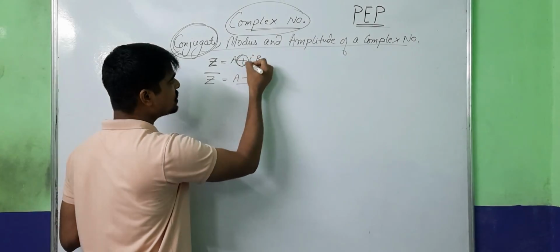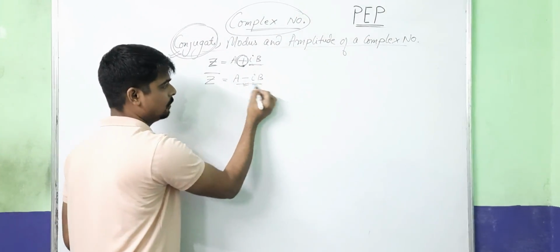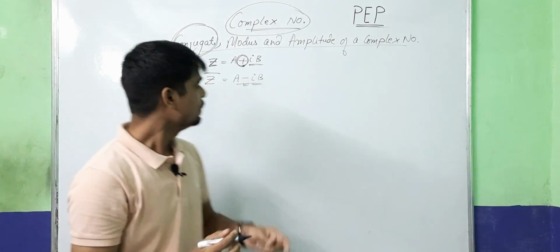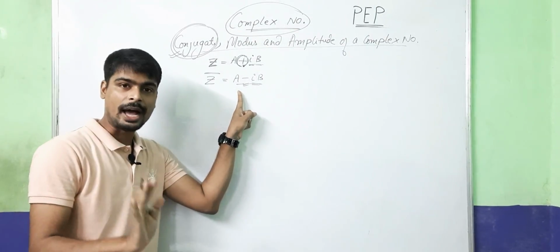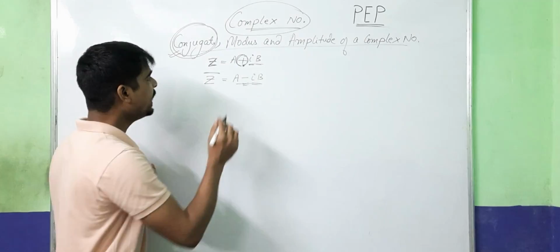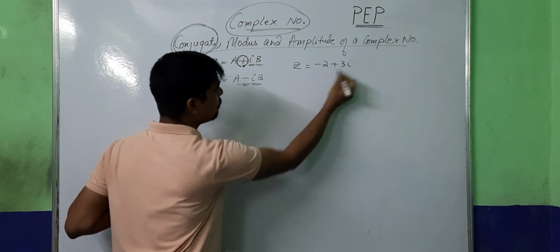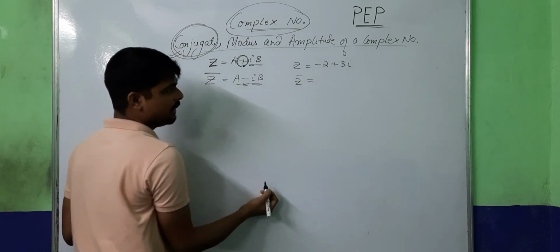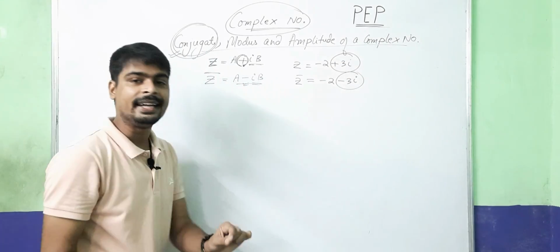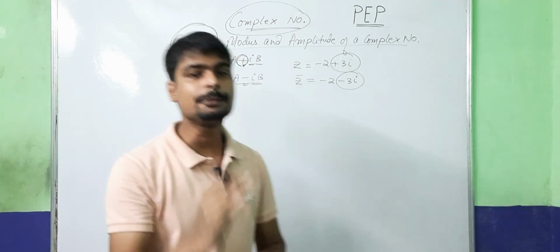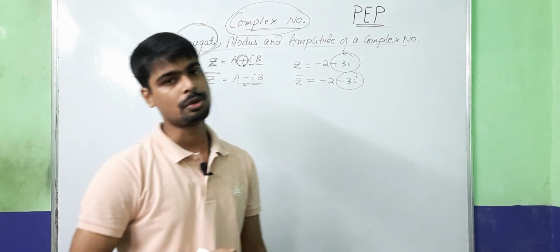See, the sign is changing. This positive sign of the imaginary part is becoming negative. You have to note that the sign of the imaginary part is only changing, not of the real part. If I give you an example, z is equal to minus 2 plus 3i, then the conjugate will be minus 2 minus 3i. Only the imaginary part sign is going to change. This concept in complex numbers is called the conjugate.